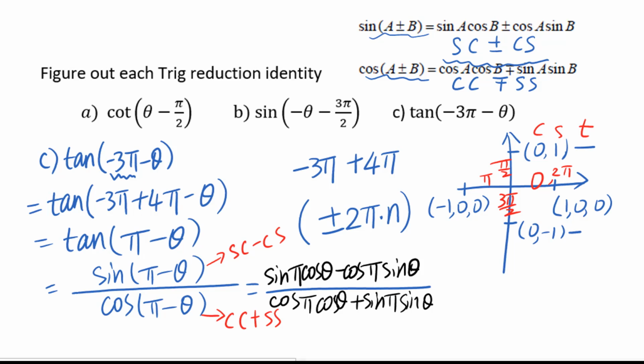For pi, you could say this is a CST. So cosine pi equals negative 1, sine pi equals 0. This is 0. This is negative 1. This is negative 1. Here is a 0. If it's 0, definitely it's gone. So you get negative negative is positive sine theta. For here, negative cosine theta. So you get negative tangent theta.